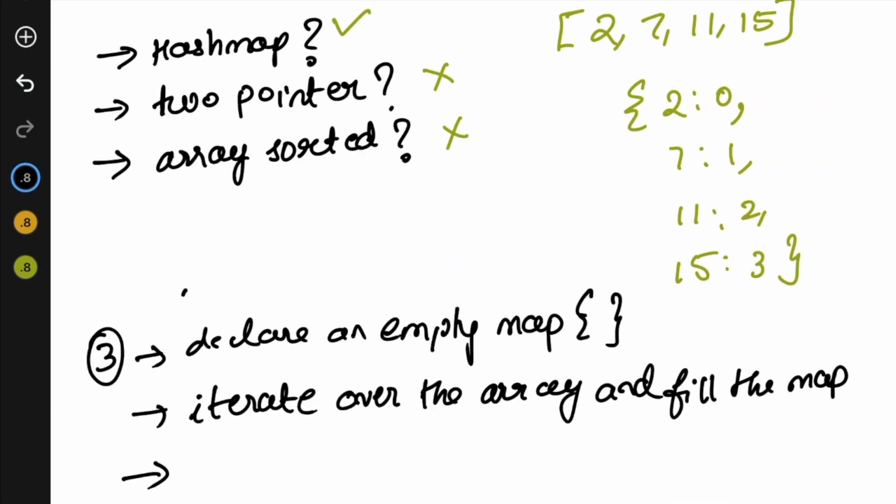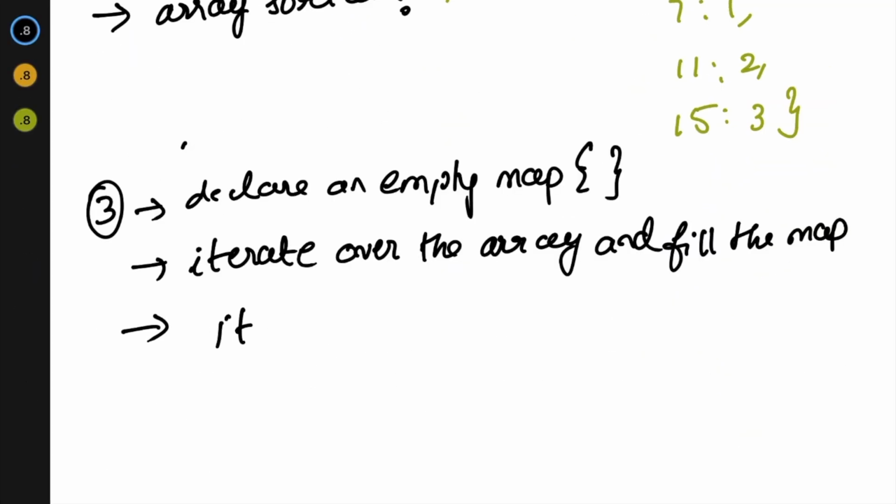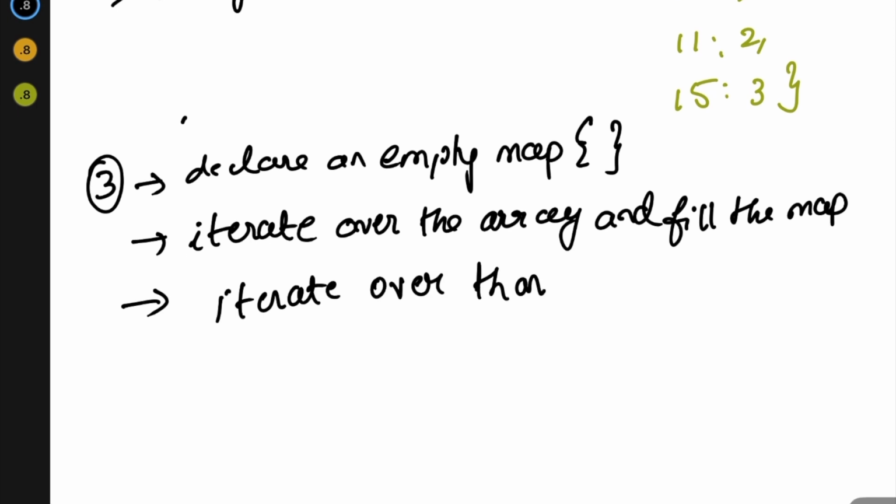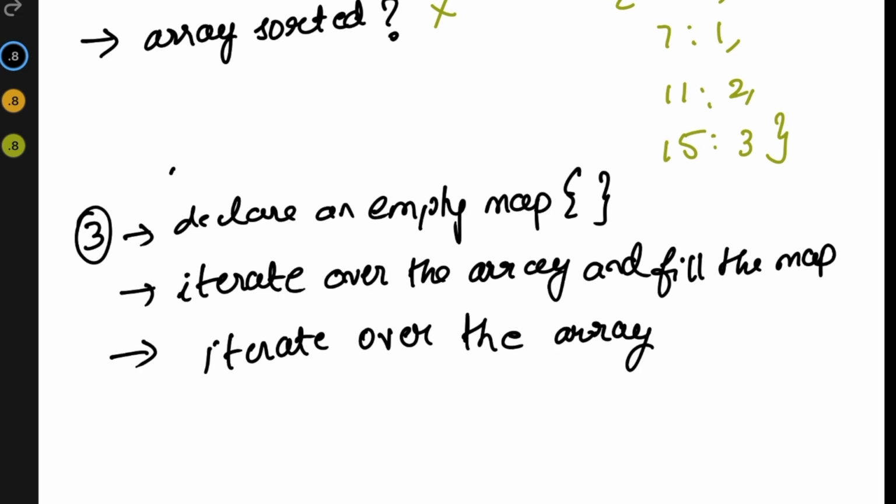Now what I'm going to do is, I will again iterate over the array to find each and every value. Now for every value over here, I'm going to calculate, I will just call it complement.